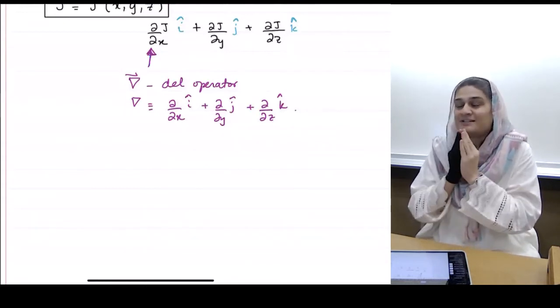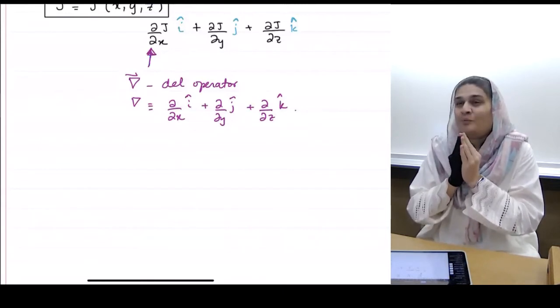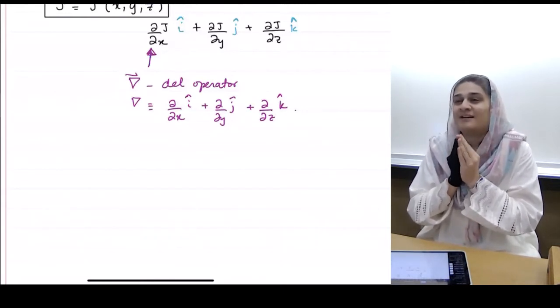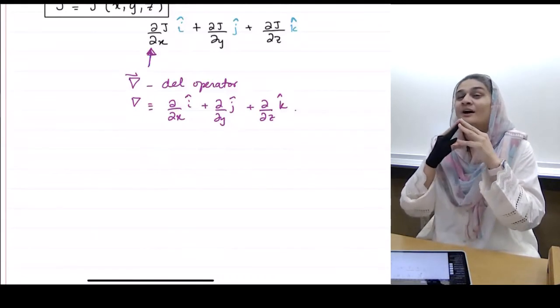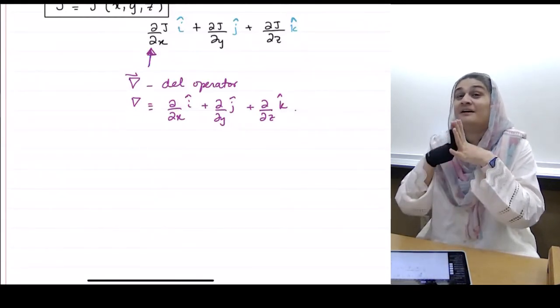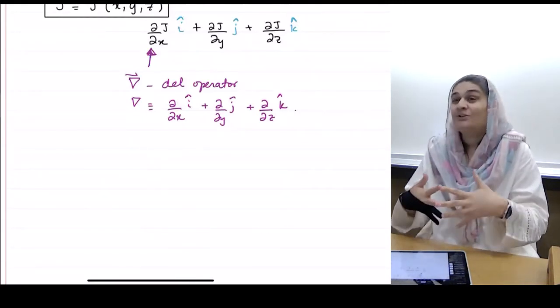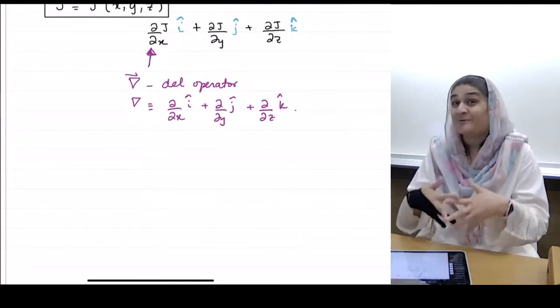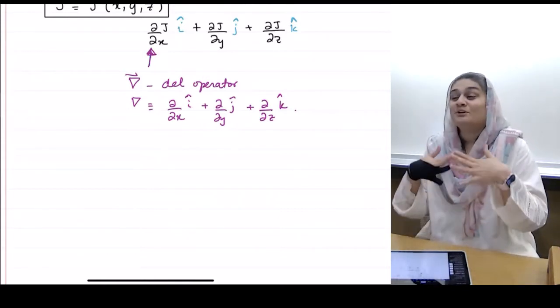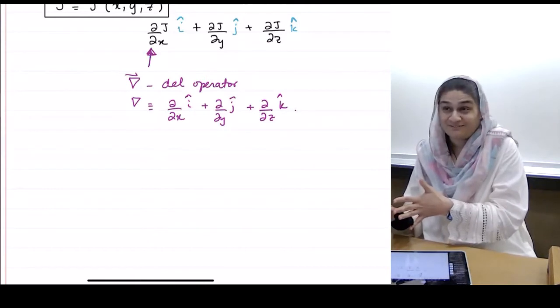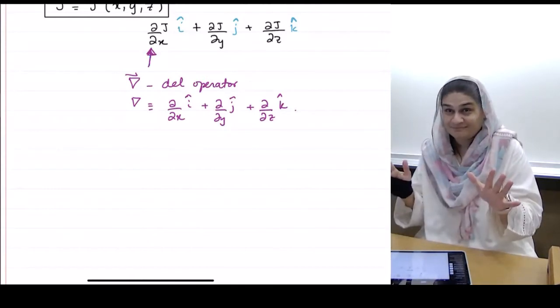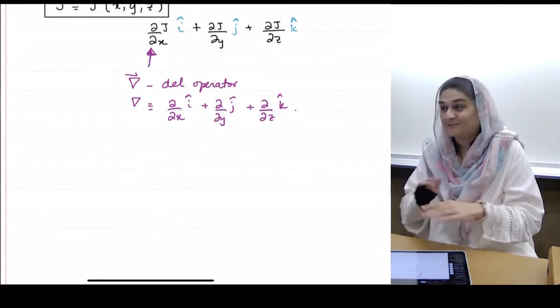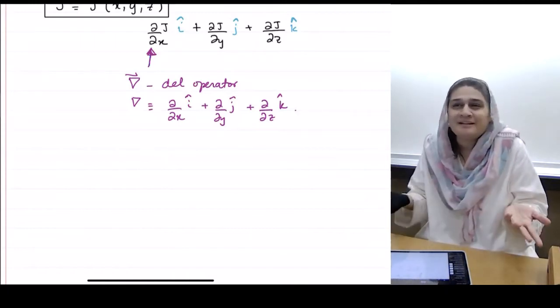Okay, so this is an operator. What are the three things you think it can do? You could operate it on a scalar, you could dot it with a vector, or you could cross it with a vector. Anything new so far? No? Seriously, we never do anything new.